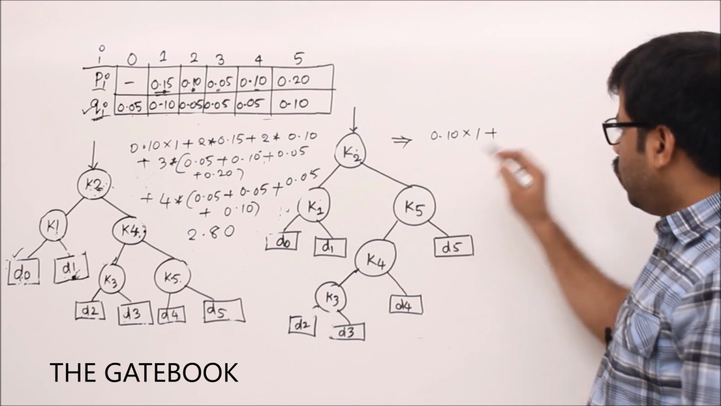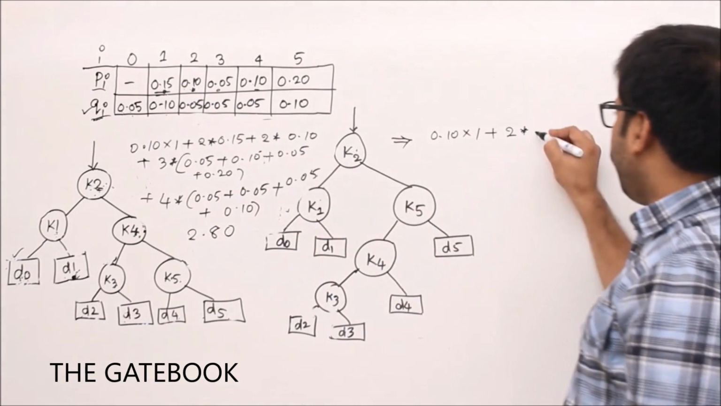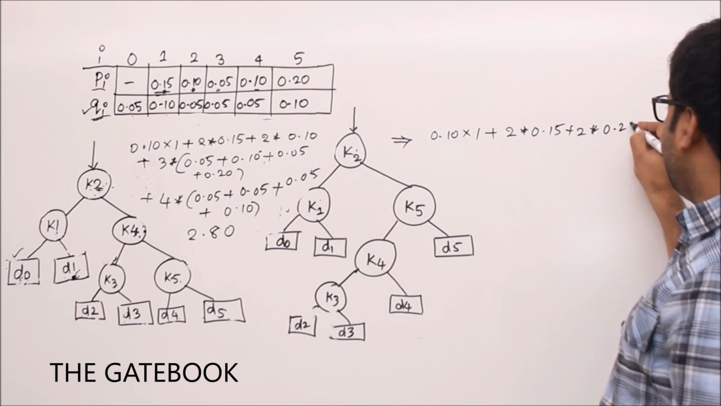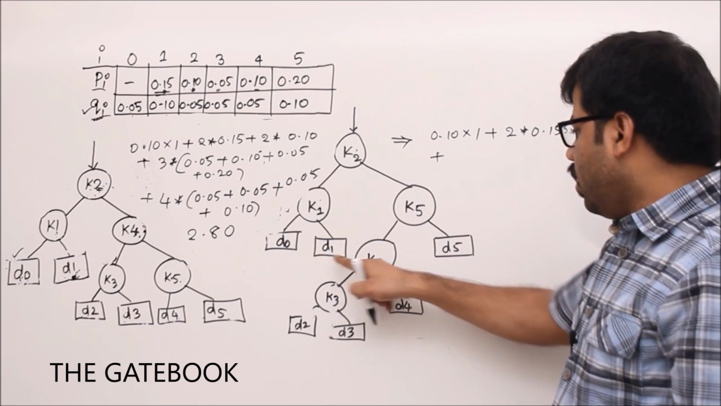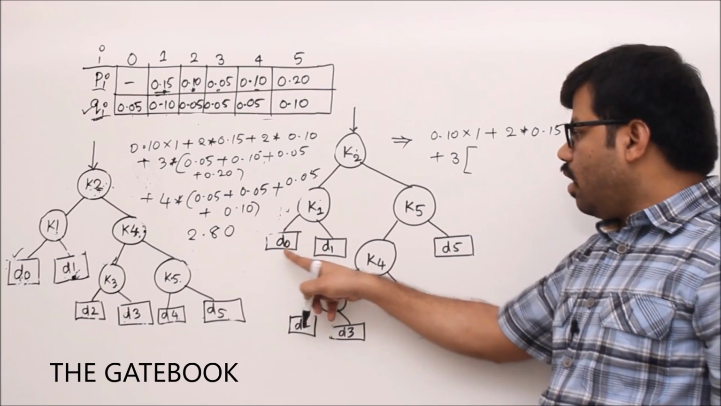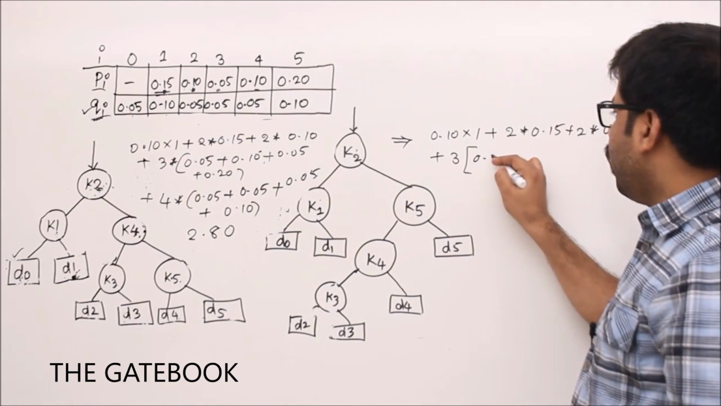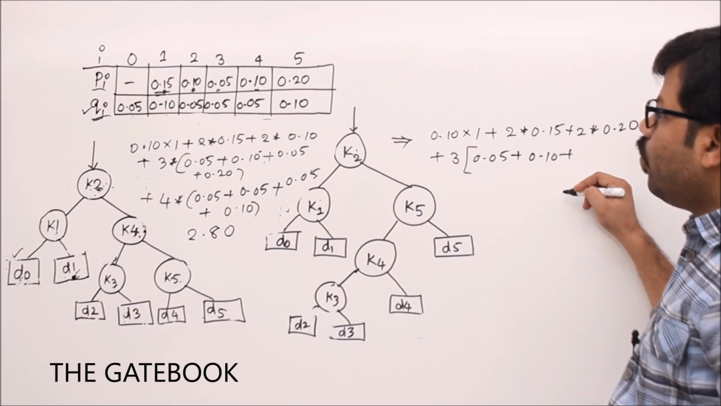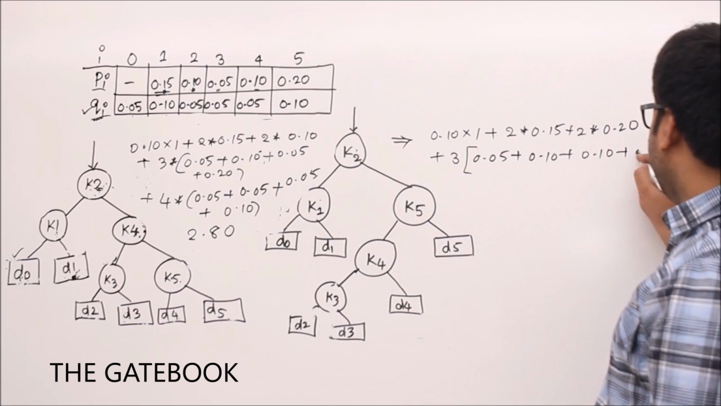How many times are k1 and k5 searched? I mean, what is the search cost? 2 into what is the frequency of k1? K1's frequency is 0.15, plus 2 into k5's frequency, 0.20. This is the formula for the search cost of the overall tree. Then d0, d1, k4, d5, they all have penalty 3. Let's write the frequencies: d0 plus d1 plus k4 plus d5. d0's frequency 0.05, plus d1's frequency 0.10, plus k4's frequency 0.10, plus d5's frequency, which is 0.10.